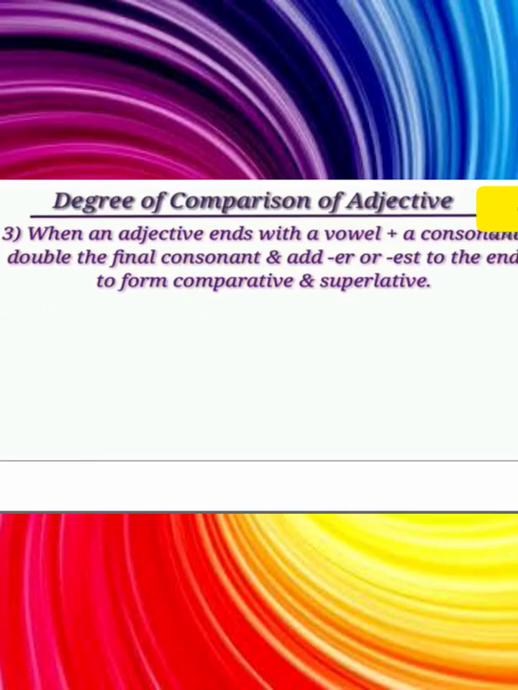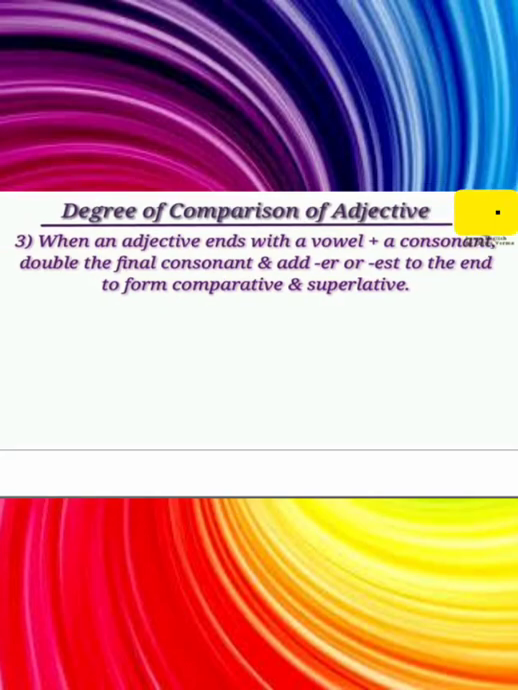When an adjective ends with a vowel plus a consonant, double the final consonant and add er or est to the end to form comparative and superlative. So you understand, my dear children? If the word ends with a consonant which has a vowel before it, the consonant will be doubled by adding er or est. Here the adjective is ending with the consonant letter t, and has a vowel before that, which is o. So the consonant t is doubled before adding er or est.